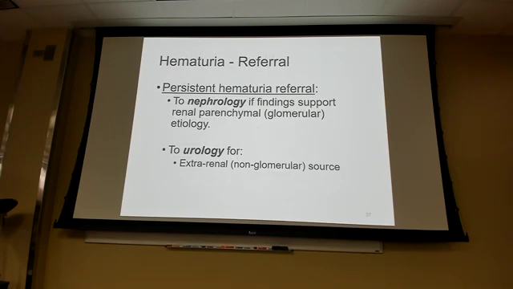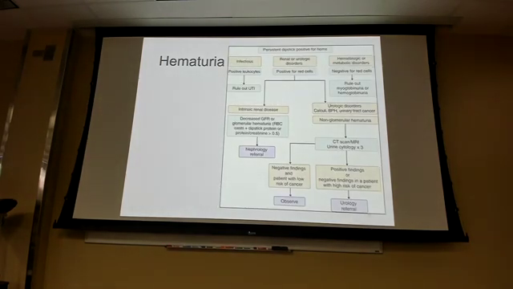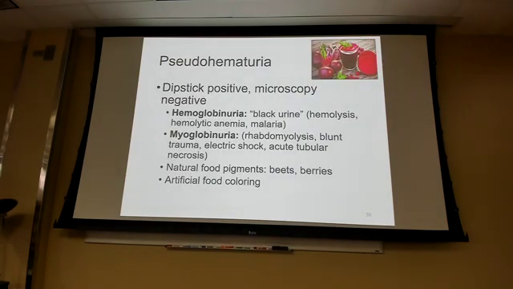And then again, if you think it's a glomerular source, we're sending that patient to nephrology. If you think it is an extra-renal source or something that might require surgical intervention, that is the urologist's domain. Okay? And this is the chart for you. Pseudohematuria, it's a real thing. Okay. So there are false positives on dipstick cards, and people eat a lot of beets or red meat.